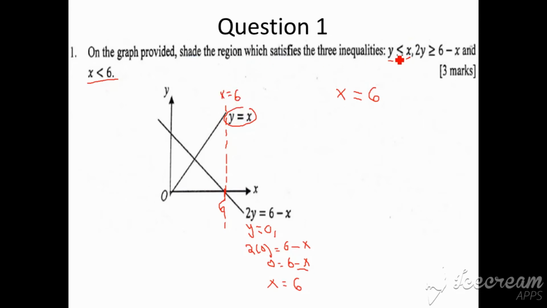Then you have to check the region. y smaller or equal to x. Smaller means the lower part. So this line is y equals x. So below it is this part, and this. Lower than this line. 2y greater or equal to 6 minus x. Greater means above this line. So this, and this one. Lastly, x smaller than 6. Smaller means on the left, so left side. So the region that fulfills all three of these is this part, this triangle.